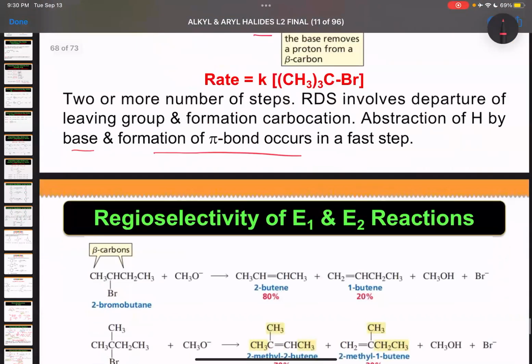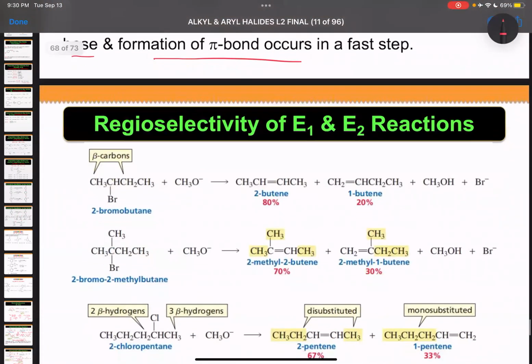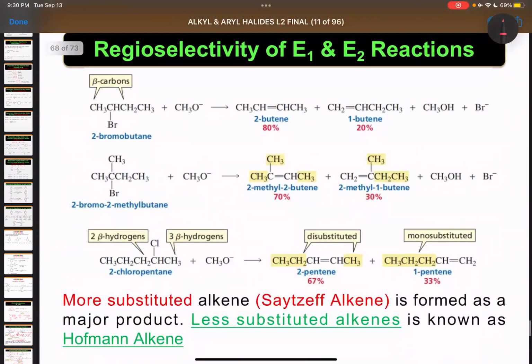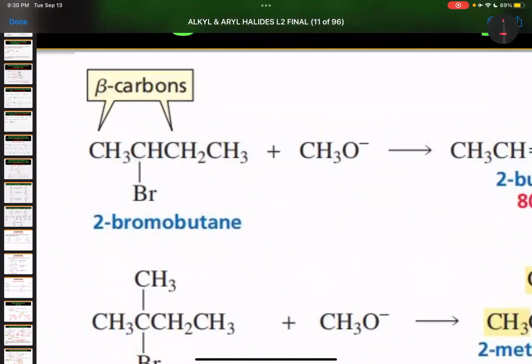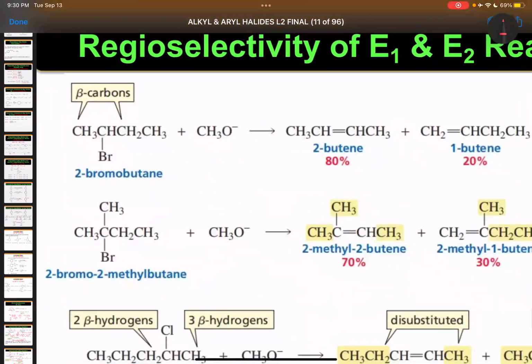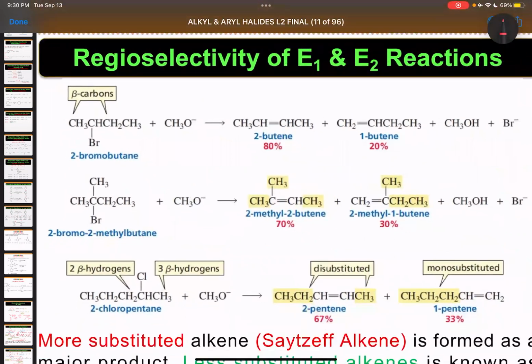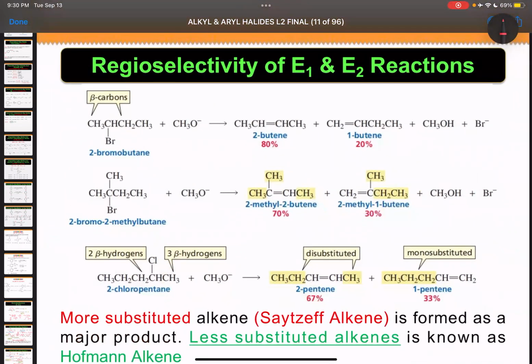And suppose someone asks you which alkene you are going to form, if there are two possible alkenes, one having greater substitution, the more substituted alkene is the major product, right? And this rule is known as the Zaitsev rule.